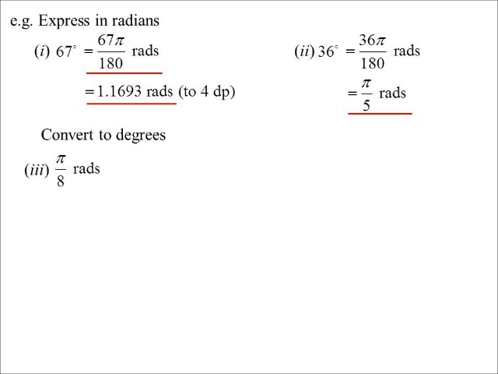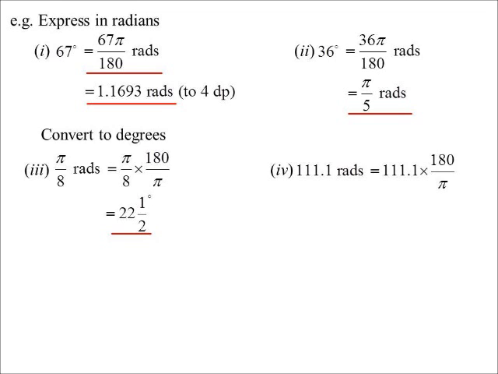And going back the other way then, if I have pi on 8 radians, now I'll multiply by the reciprocal, multiply by 180 on pi. The pi is nicely cancelled in this one, and I get 22.5 degrees. It doesn't have to have pi in it. It doesn't mean that if I can't see a pi, it mustn't be in radians. It's still just a number. So 111.1, I'd still multiply by 180, divide by pi, and that one is around about 6,365.6 degrees. I think you'd be quite dizzy if you were moving through that many radians.